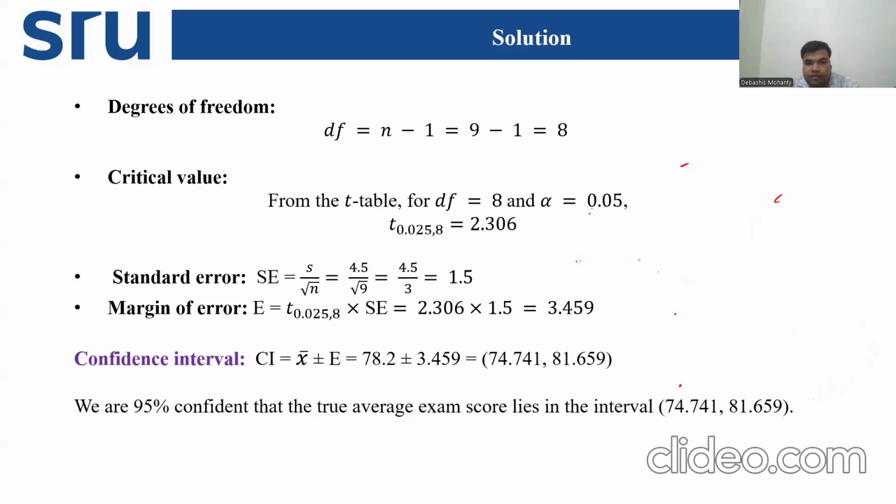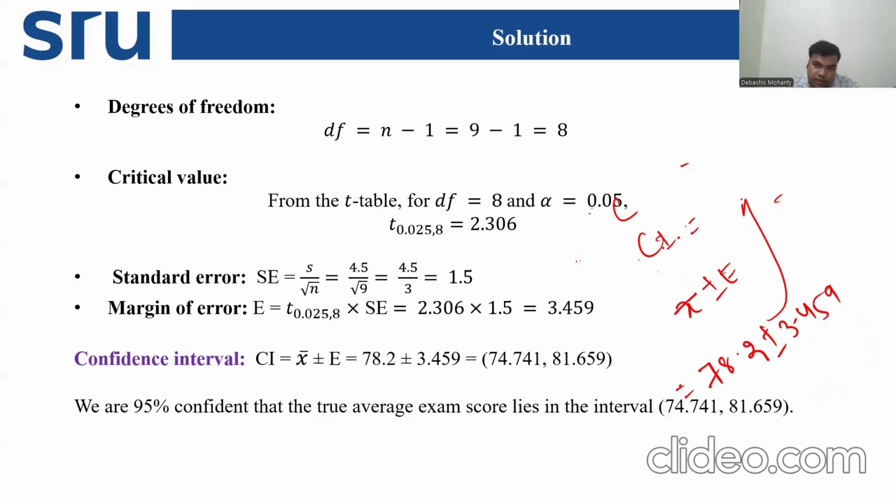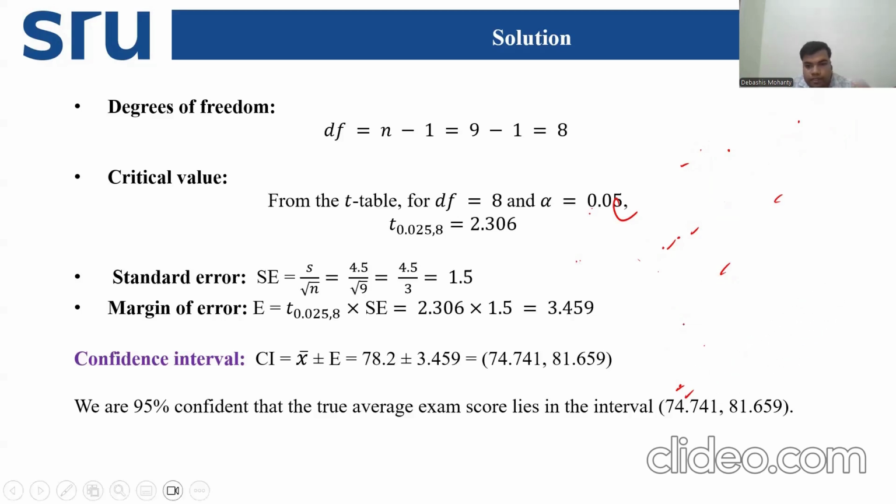After finding this margin of error, we have to calculate the confidence interval. That is x bar plus or minus c, that is equal to 78.2 plus or minus 3.459. So after this, we get 74.741 or 81.659. These two values we will get. Right. So this is very important. Okay, students, so this is the answer.